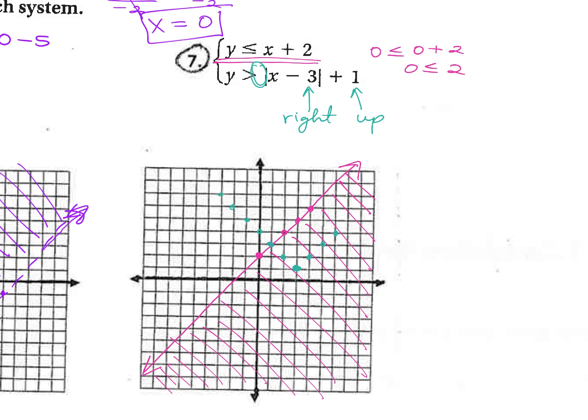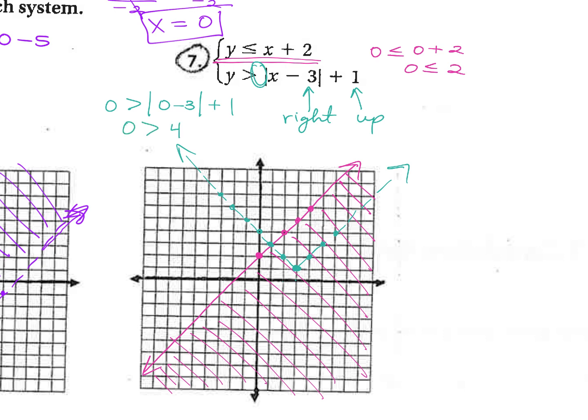Yeah, so this is going to be a dotted line for both of these. Okay, so there's your dotted line. Then you plug in 0, 0 to check it. So is 0 greater than the absolute value of 0 minus 3 plus 1? What is the absolute value of 0 minus 3? It's 3, right? It's a positive 3. Absolute value makes it positive. So 3 plus 1 is 4.